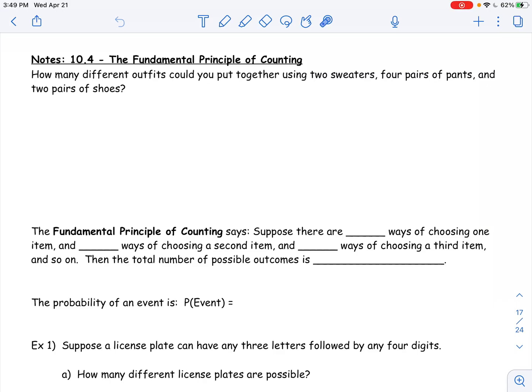In this video, we're going to take a look at the fundamental principle of counting. How many different outfits could you put together using 2 sweaters, 4 pair of pants, and 2 pair of shoes? Well, let's draw a chart. We have sweaters, 2 of them.